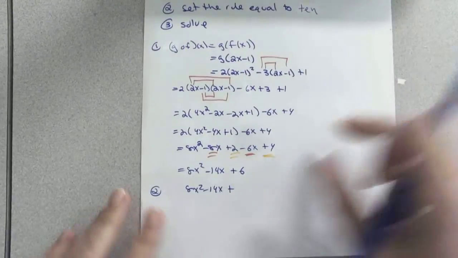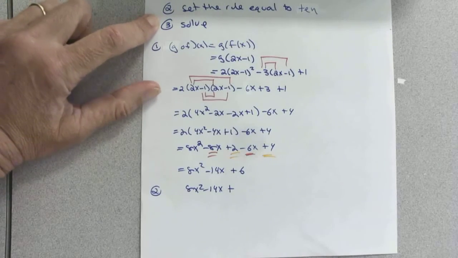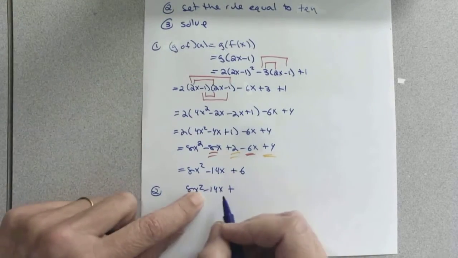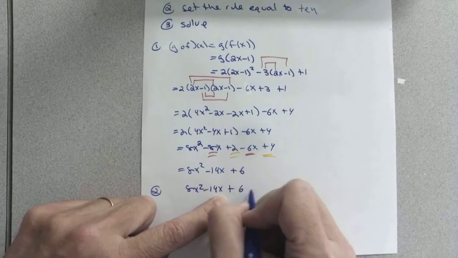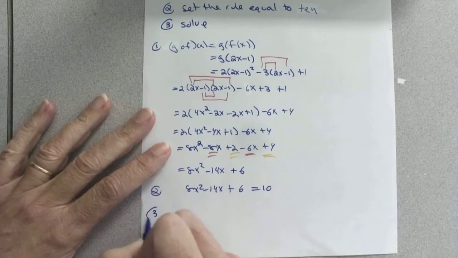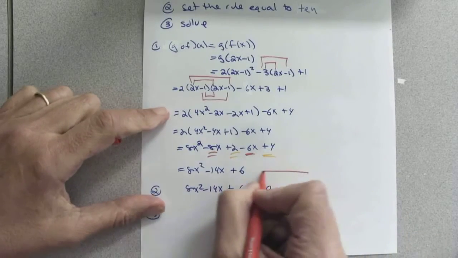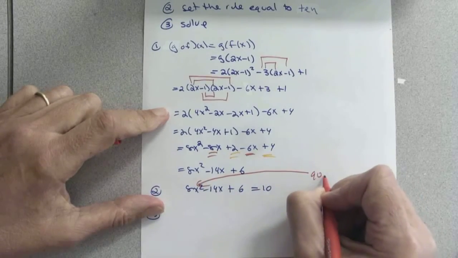But anyway, my step 2, which is now at the very top of the screen, set equal to 10. So 8x squared minus 14x plus 6 equal to 10. And then step 3, solve it. Well, now we gotta remember how to solve equations. And that square right there makes it a quadratic.